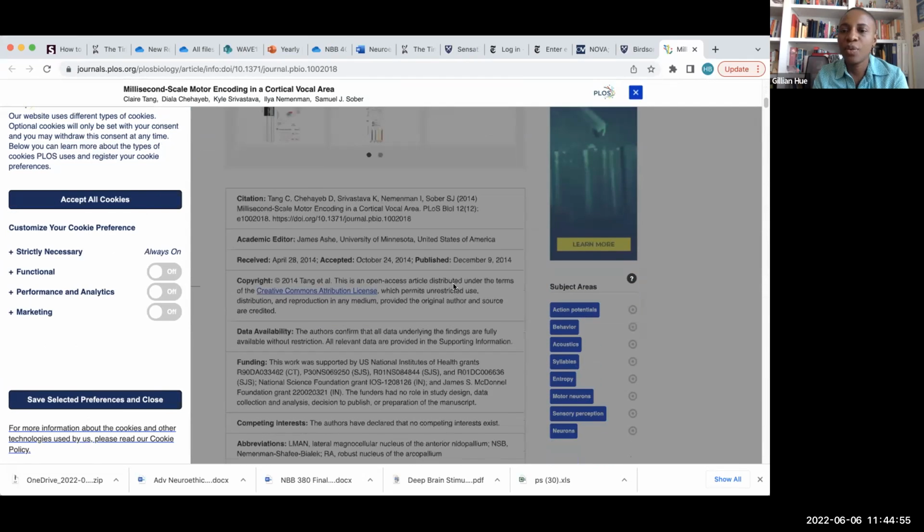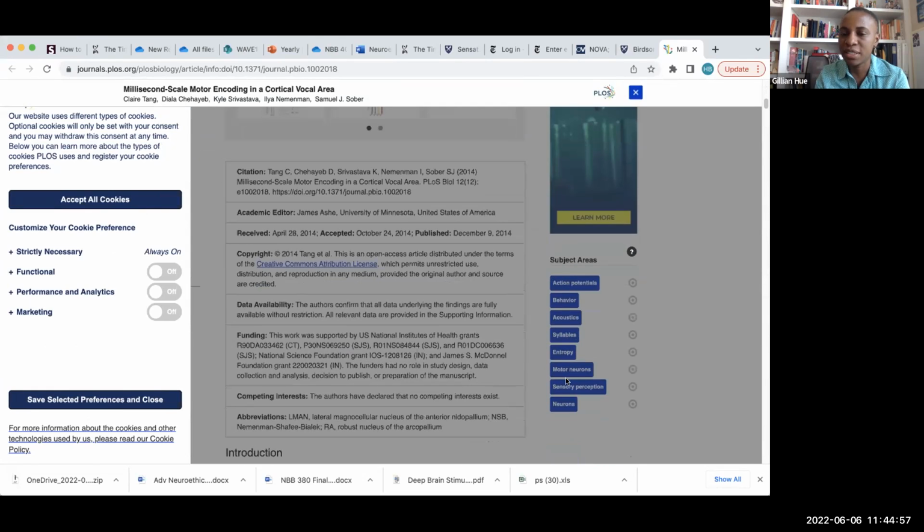Yes. So they will also, you will see the keywords here. And this is sort of what we do with our learning objectives too. These are some of the things that you could learn by reading this paper.